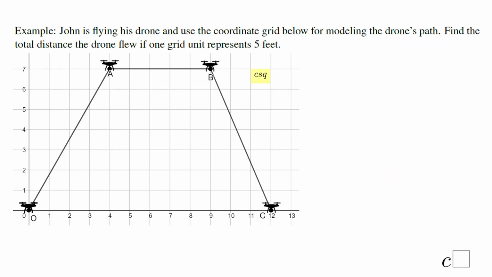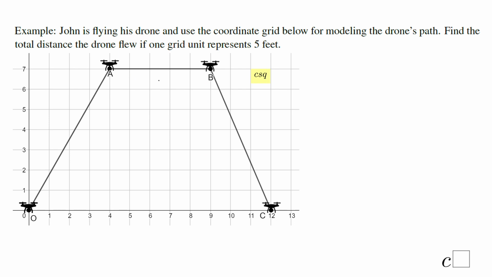And the last problem in this lesson about the distance formula is this one. John is flying his drone and uses the coordinates below for modeling this flight, and you need to find the total distance the drone flew if one grid represents 5 feet. So we need to find how long OA is, how long AB is, and how long BC is, because this is the path of the drone.